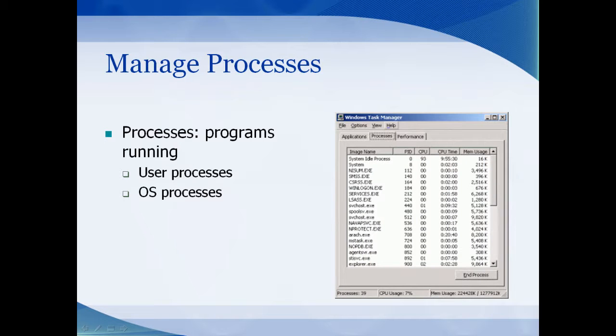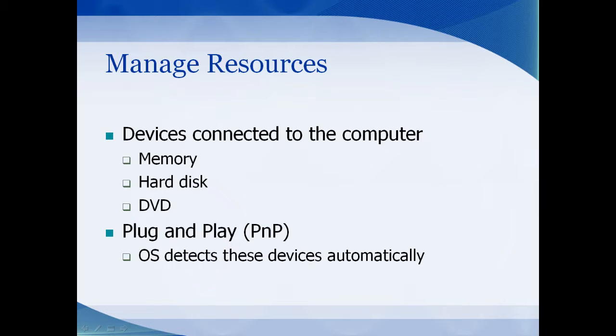One of the tasks of the operating system is to manage processes, or whatever programs are running. If you're on a Windows machine, you can press Control-Alt-Delete, those three keys at the same time, and click on Show Task Manager, and you can see all of the processes running on your computer. You'll see all the programs you have open, but you'll also see other processes that were run by the operating system.